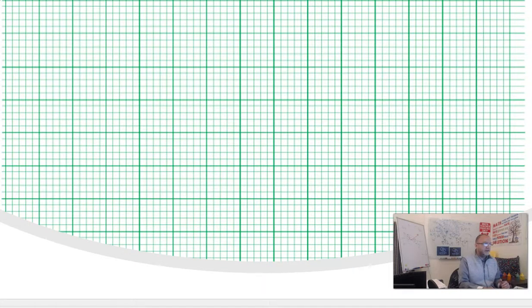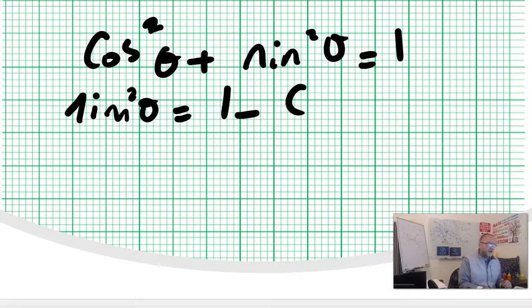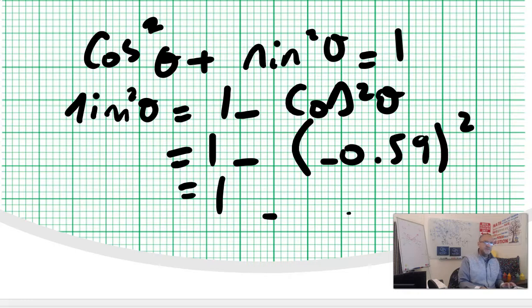And then we go again, what is cosine square alpha or theta or amount of rotation plus sine square of amount of rotation is 1. Okay, so sine square of any angle equals 1 minus cosine square theta of that angle equals 1 minus 0.59 squared. What's minus 0.59 squared? So that equals 1 minus 0.35, approximately, which is approximately 0.65.